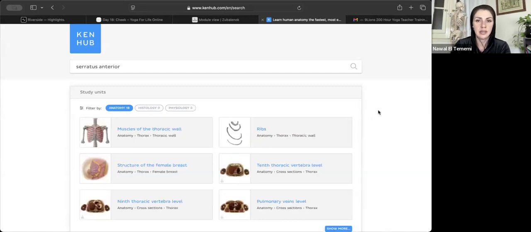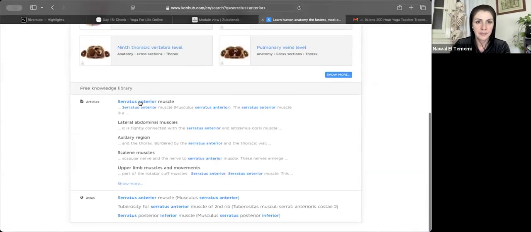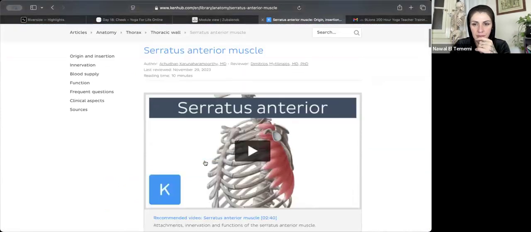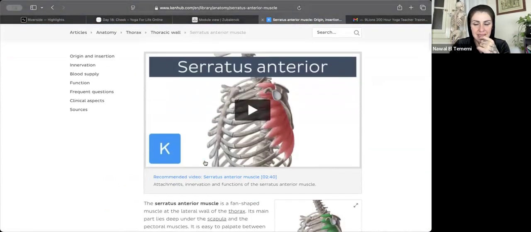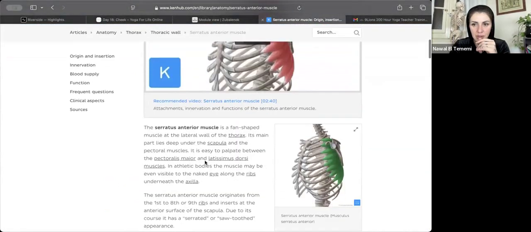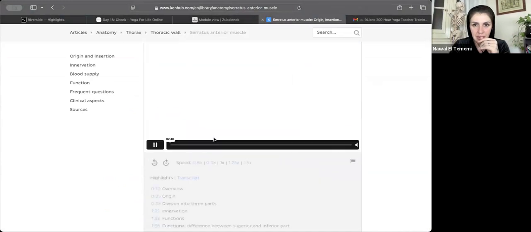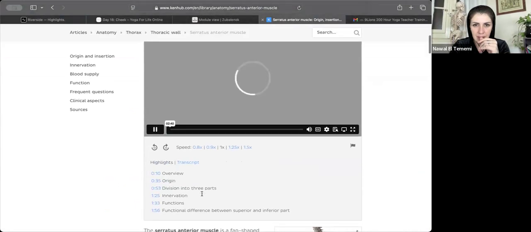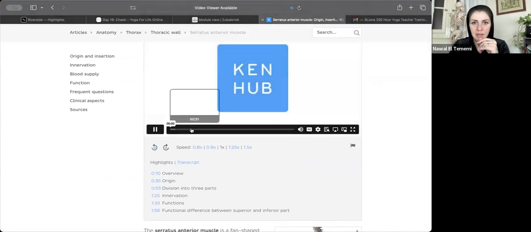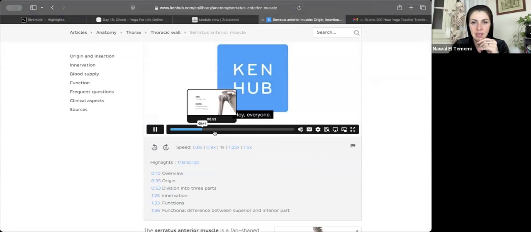Serratus anterior. So serratus anterior is again more under the lats. Let me see if it can. I don't really want to go into the video that much.